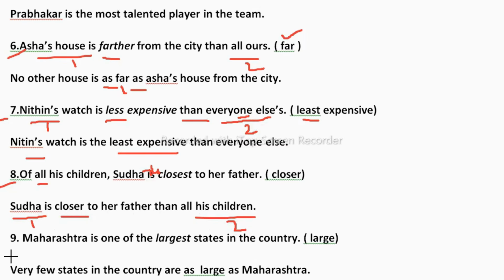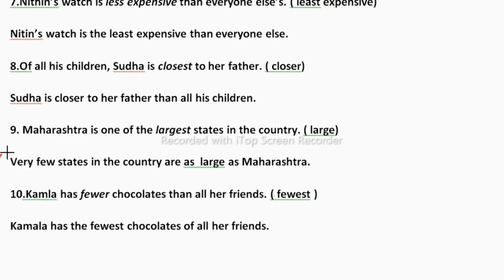Next one, Maharashtra is one of the largest states in the country. They have used the superlative degree here, one Maharashtra, and they are talking about plural things. States means more than two, which is three, four, five, six. One is Maharashtra and the states, plural, is there. That's why superlative degree. But we have to make the positive degree: very few states in the country are as large as Maharashtra. So here we have to use the positive degree and make our sentence.